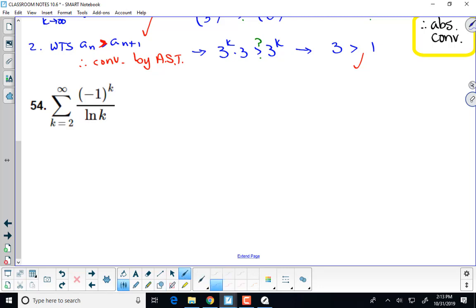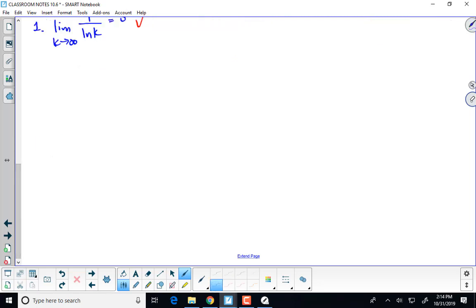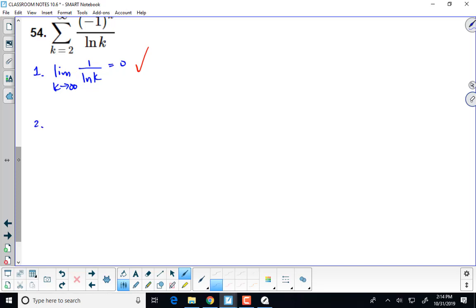Let's find out. Okay, first we'll do the alternating series part. Diverges at the start, we were wrong. So the limit of 1 over ln k as k goes to infinity is 0. So we get our first check mark. And then we have to show that the series decreases, that the terms are getting smaller as we go out.